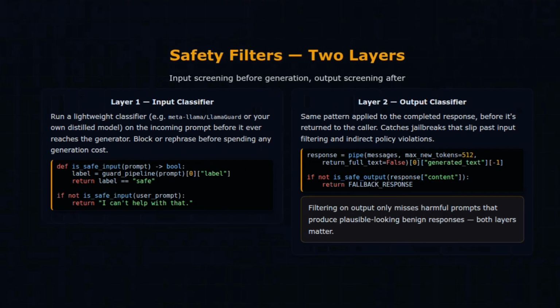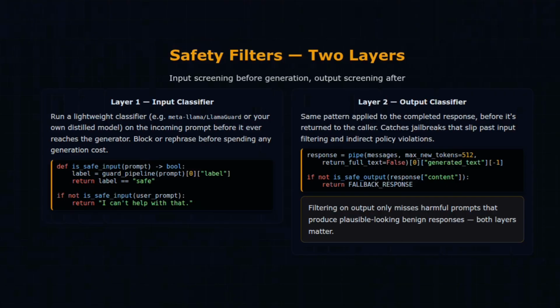Safety filtering in a production inference pipeline comes in two independent layers, and you need both. Layer 1 is input screening. Run a lightweight classifier against the incoming user prompt before you ever call the generator. Tools like Meta's Llama Guard or a custom classifier fine-tuned on your own policy violation taxonomy return a safe or unsafe label in milliseconds. If the input is unsafe, return a refusal immediately, no generation cost incurred.